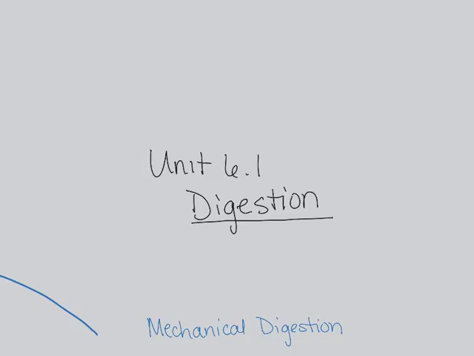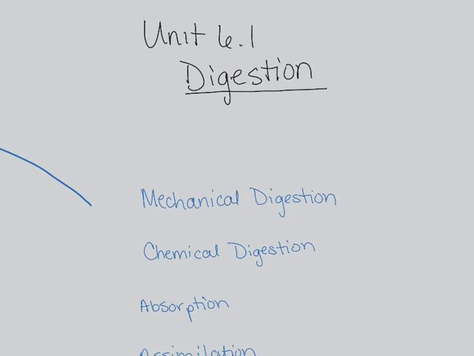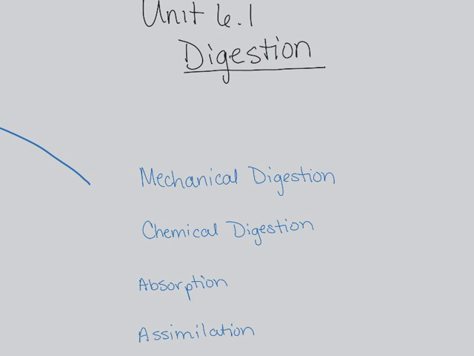Okay, so here is a brief overview of Chapter 6.1 on digestion. What we need to cover, we're going to start with talking about mechanical and chemical digestion, taking in food and breaking them down into components which then our body can use.